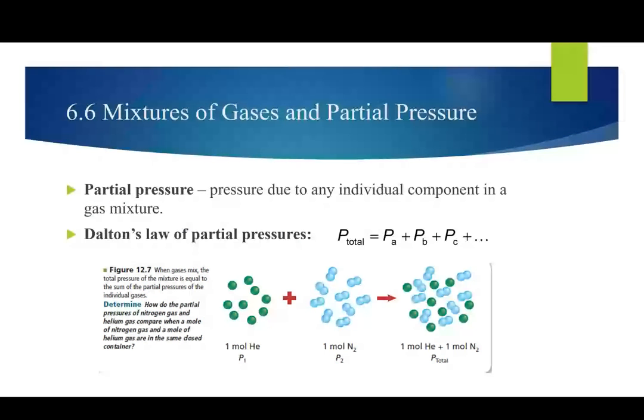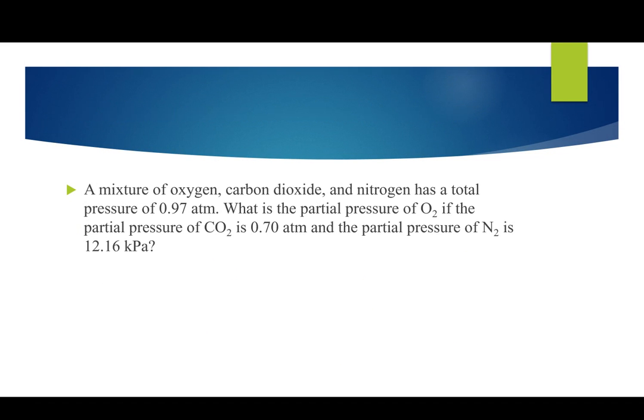When you have a mixture of gas, each gas exerts a partial pressure, a fraction of the total pressure. So partial pressure is pressure due to any individual component in a gas mixture. And Dalton's law of partial pressure states that if I have a mixture of gases, the total pressure of that mixture is equal to the sum of the partial pressures of the individual gases. So for example, if I have a mixture of helium and nitrogen, the pressure of that mixture is equal to the pressure of the helium plus the pressure of the nitrogen.